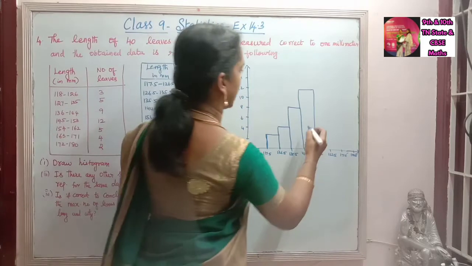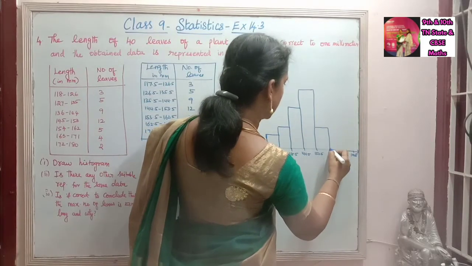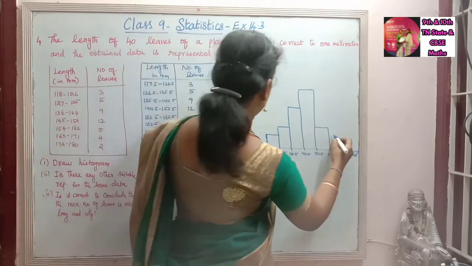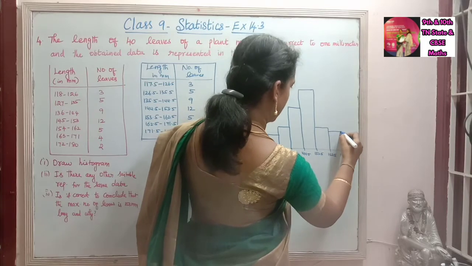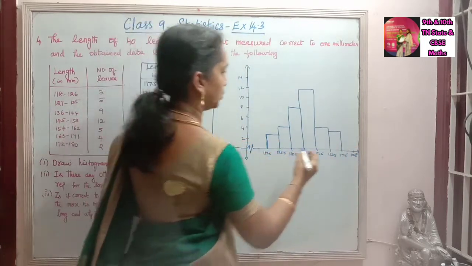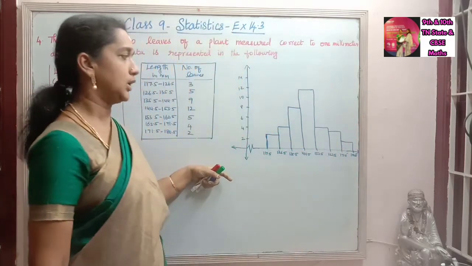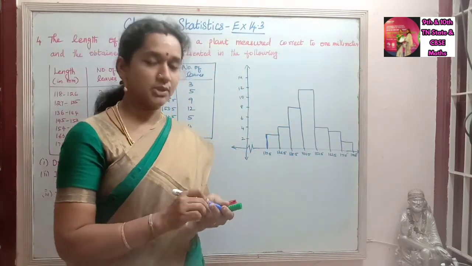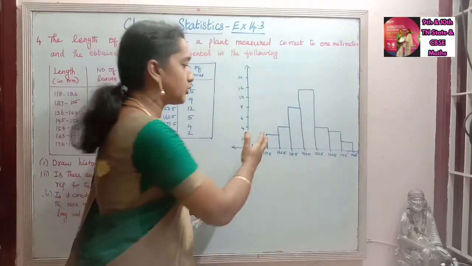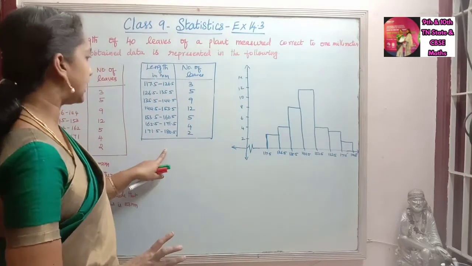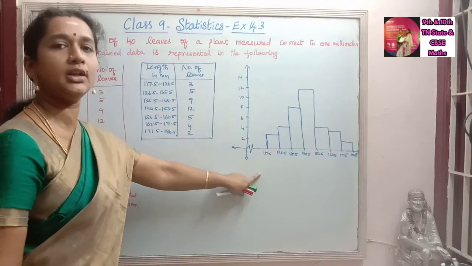Then the next one is 5. So this is 5. Then 4. The next one is 4. Then 2. So this is the histogram. A histogram is for continuous data. Only rectangles will be drawn, but it will be continuous data. Okay, this is the answer for the first one: draw a histogram. So we have drawn the histogram.